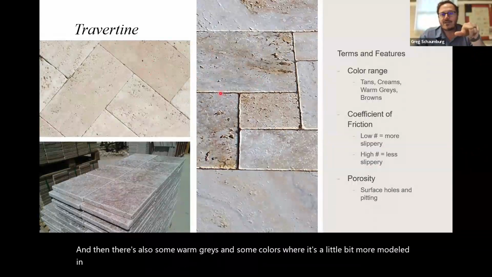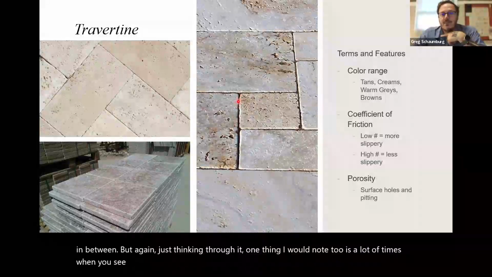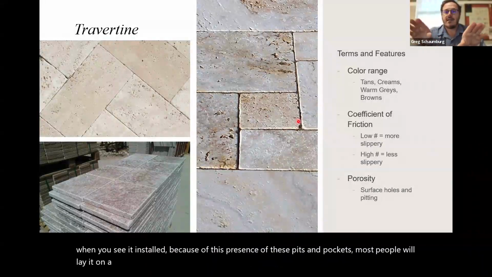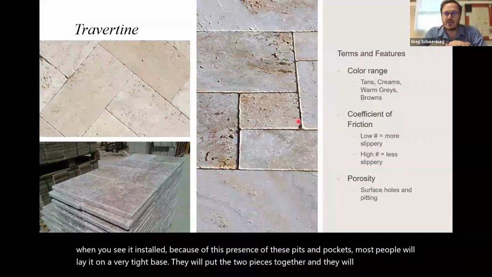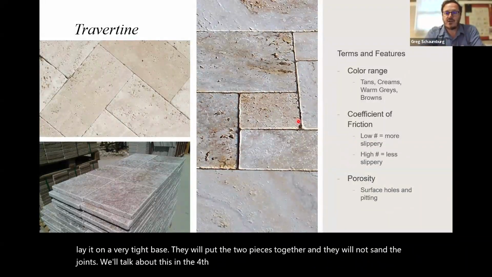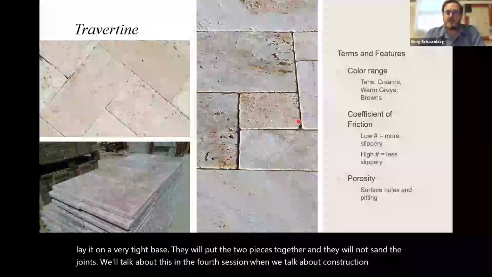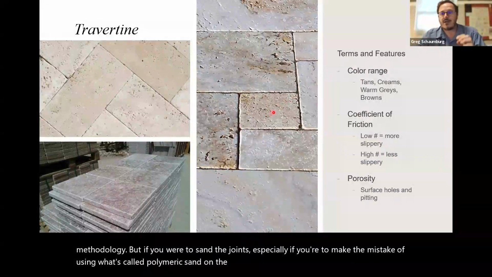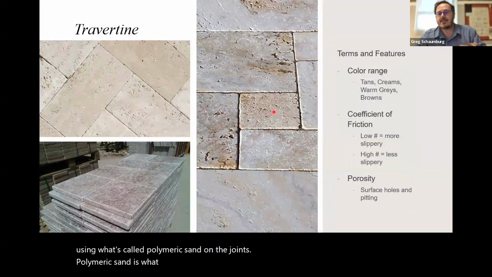But again, one thing I would note is that a lot of times when you see it installed, because of these pits and pockets, most people will lay it on a very tight base. They will put the two pieces together, and they will not sand the joints. We'll talk about this in the 4th session when we talk about construction methodology. But if you were to sand the joints, especially if you made the mistake of using what's called polymeric sand, which is what I just generally call sticky sand.